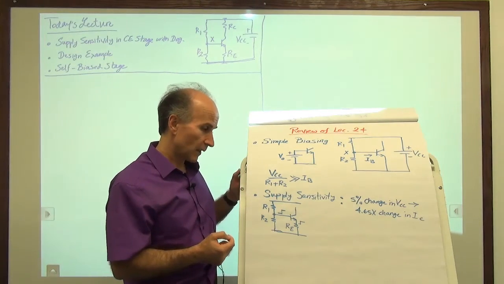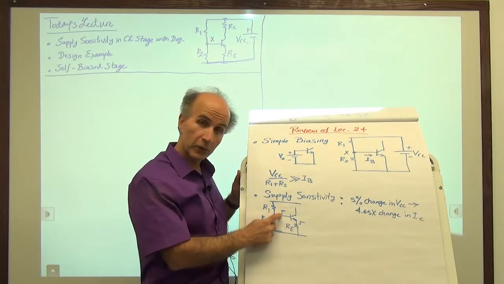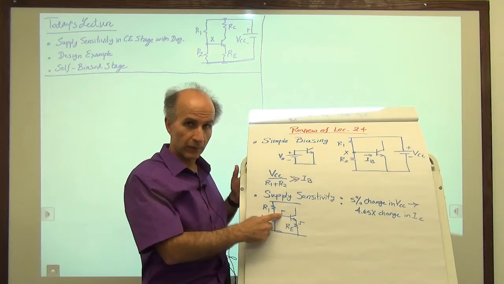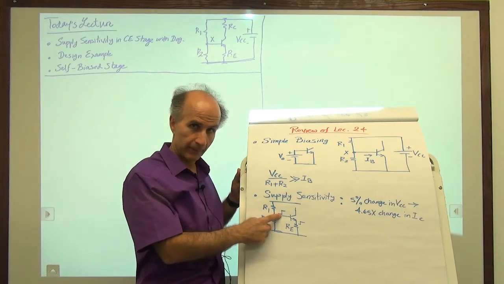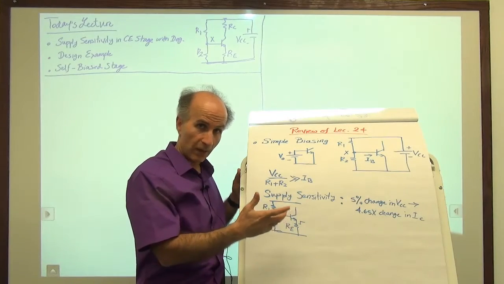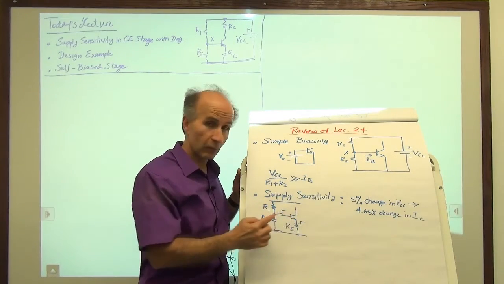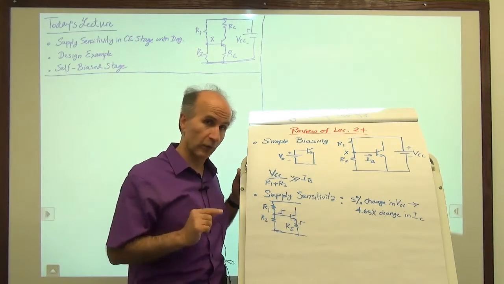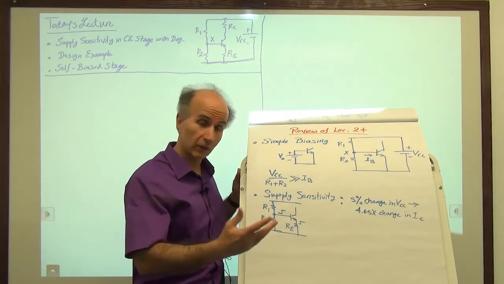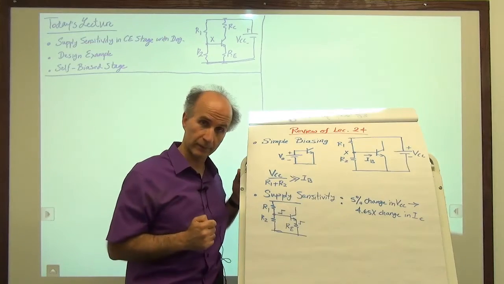So we see that if the base voltage goes up by, for example, 40 millivolts, as we had last time, and the emitter also goes up by some amount, then the base emitter voltage does not go up by 40 millivolts, which means the collector current does not increase by such a large factor.